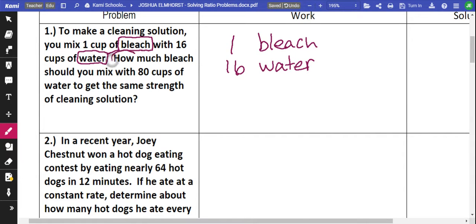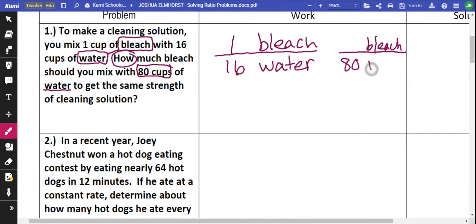Now we get to the question, the how. How much bleach should you mix with 80 cups of water? So the question is going to be asking about 80 cups of water in order to have the same strength of cleaning solution. All it's talking about is just mixing these two things. And if we put them in fraction form, and then we compare the water to water, put them in the same positions with bleach on top, water on bottom, then we have the similar ratio, bleach to water, and then bleach to water.